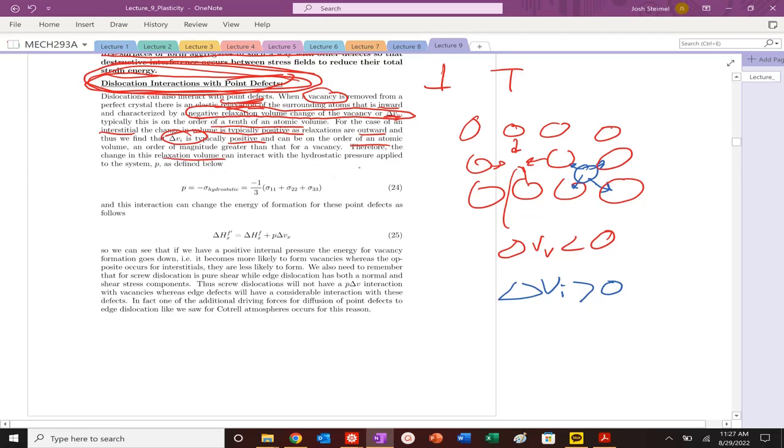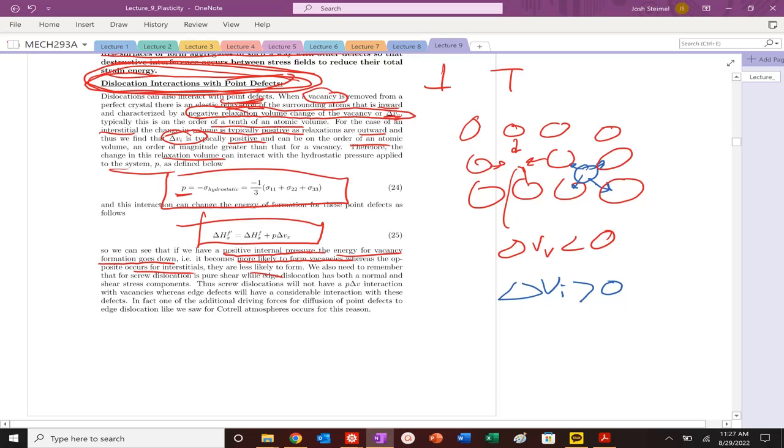So this volume can interact with the hydrostatic pressure in our system, and the pressure is caused by the stress tensor of our edge or screw defect. So this positive pressure for a vacancy formation, you can see it can go down. So positive internal pressure, and our pressure is going to be a negative value as well, depending on where we're at. So what does this actually mean? It means that it's more likely to form vacancies, or the opposite occurs for interstitials. So interstitials will increase the energy of formation of our system, whereas vacancies will not.